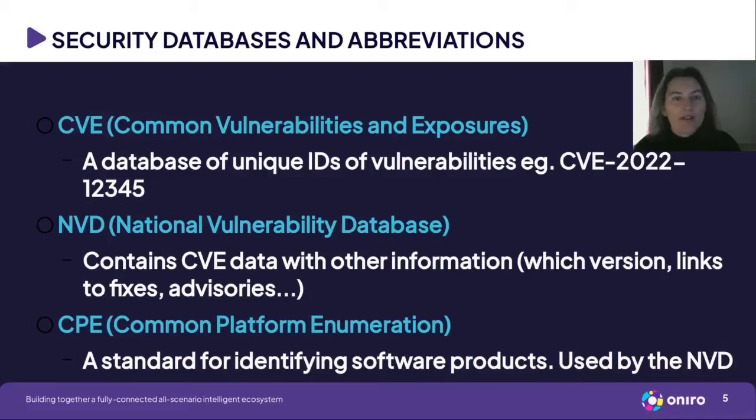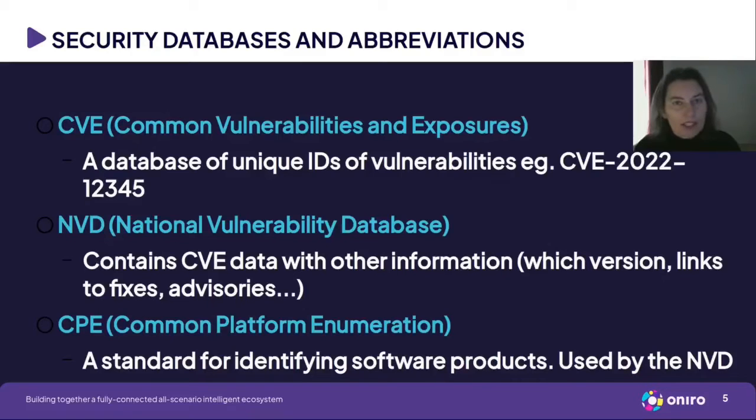Then we have NVD, National Vulnerability Database, a database that contains the information, the IDs of CVEs, with some additional information like which version of the software is affected, where are the fixes, links to vendor information about the issue and the fixes, and all useful information related to that issue.